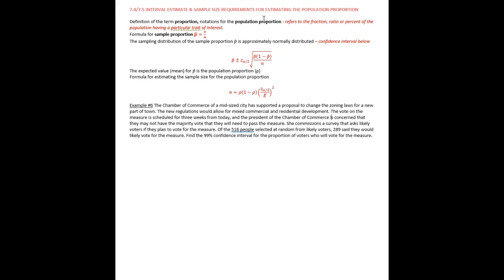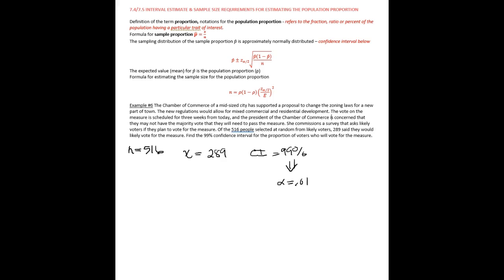Okay, so as is always the case, let's write down the information that we have. We have an N that is equal to 516, the number of people that are surveyed. An X value, the number of people who are voting for the measure, of 289. And what else do we have? We have a 99% confidence interval. And this 99 implies alpha equals 0.01.